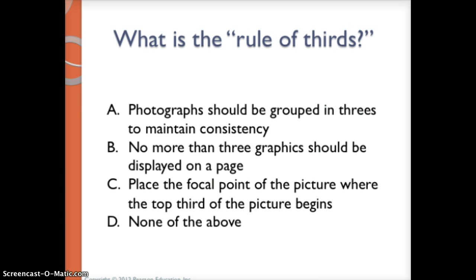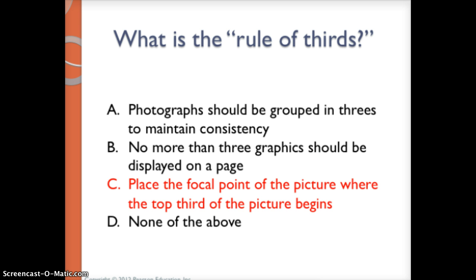Okay, let's test your knowledge again. What is the rule of thirds? Is it A, photographs should be grouped in threes to maintain consistency? B, no more than 3 graphics should be displayed on a page? C, place the focal point of the picture where the top third of the picture begins, or D, none of the above? Hopefully you said C, place the focal point of the picture where the top third of the picture begins.